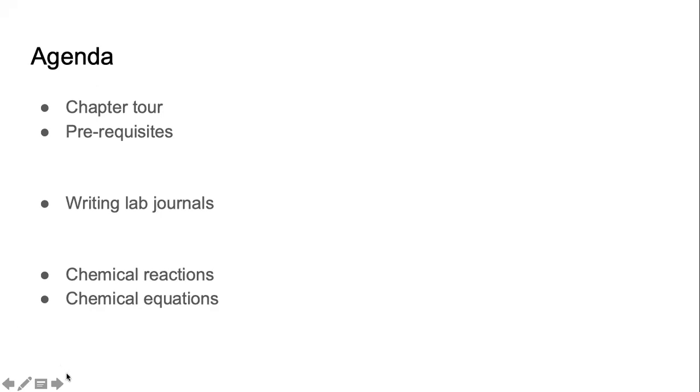Then we will understand how do we write a lab journal, how do we write experiments, how do we document experiments. Then we will start studying the current chapter. We will look at chemical reactions and we will start looking at chemical equations. All these things we will do in this session.